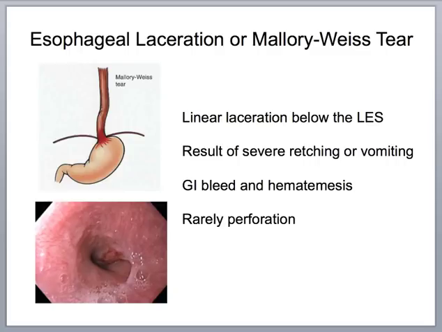These are roughly linear tears that are longitudinally oriented with respect to the esophagus and may range in length from a couple millimeters to several centimeters. So they're associated with GI bleeding and hematemesis, or vomiting of blood. Rarely they can be associated with perforation. Most of the time these are relatively superficial.